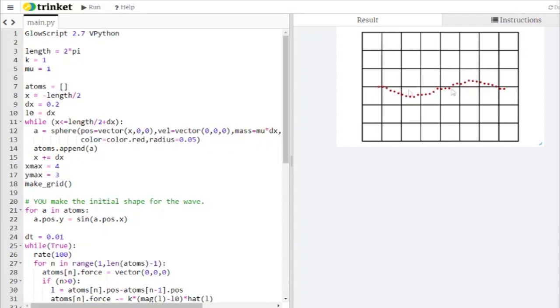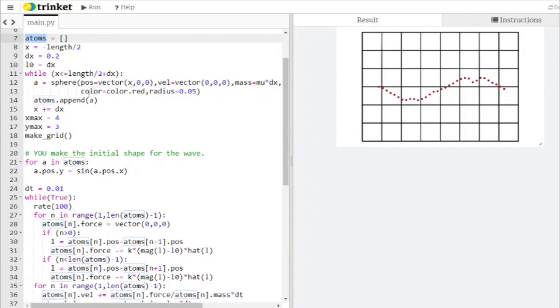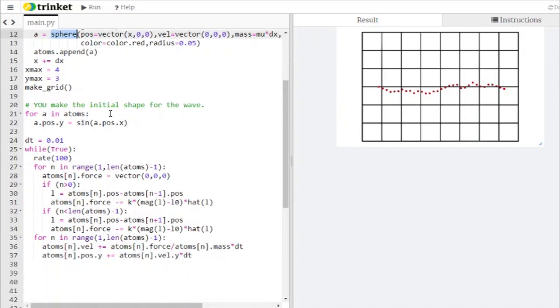So we've got here a wave constructed now of atoms. Instead of just being points that obey a nice clean cosine function, we've got a list of atoms. Here is where we create our atoms. Again, we're just storing them in a list. Each atom gets a sphere shape. And then down here is where you create the initial shape for the wave. So we're starting out in this scenario with a sine function, a nice clean sine function. It does not stay quite that clean for very long, as you can tell.